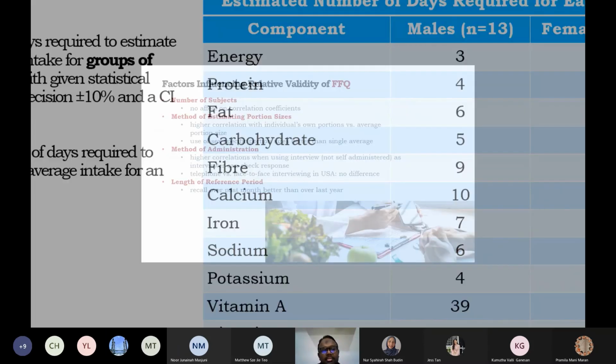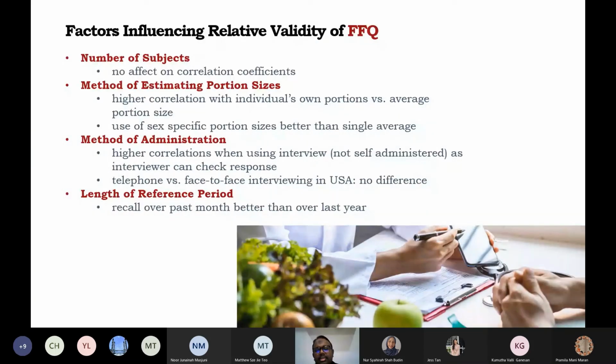So let's look at the factors influencing relative validity of FFQ. There are several factors that might affect the relative validity of an FFQ. We are using FFQ as an example here because most of the validity studies, whether validity or reproducibility, are conducted for FFQ, because we always develop new FFQs for new populations. So the number of subjects has no effect on correlation coefficient in relative validity of FFQ.